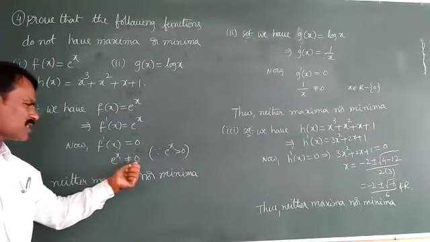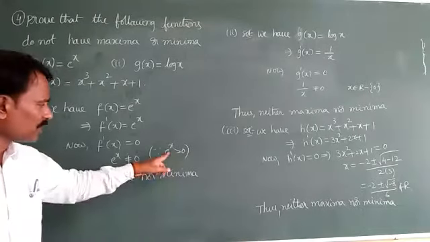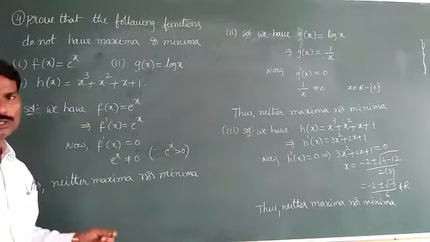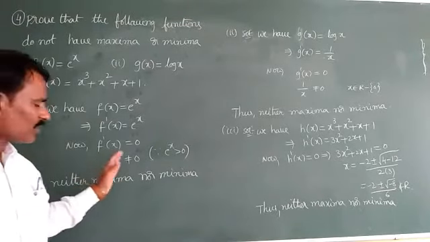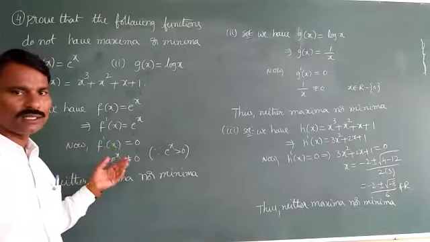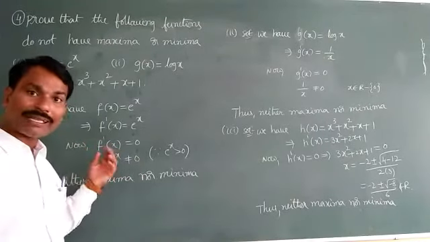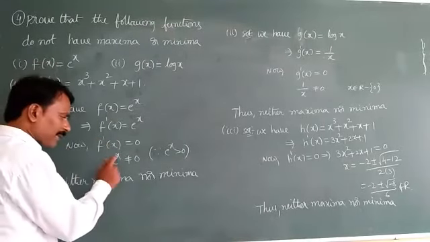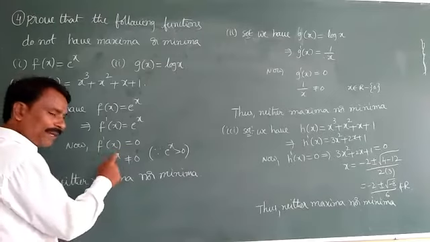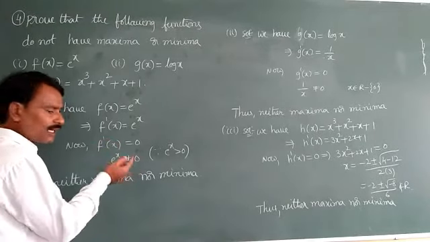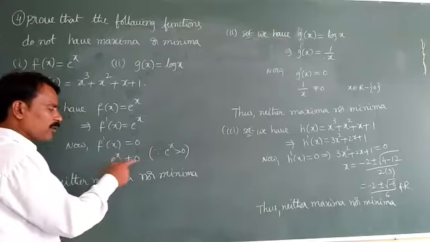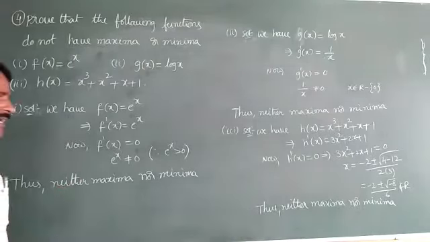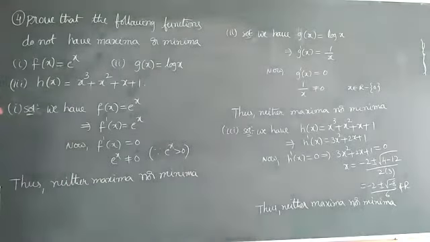e power x is not equal to 0. Why do I get that? Actually, e power x is greater than 0, so it should not equal 0. Generally, e power x equal to 0 means we will get something, but e power x you can keep anywhere, even 0. e power 0 gives 1. If you keep 0 in the place of x, it becomes 1. That means you will not get a 0, because e power x is greater than 0. So thus neither maxima nor minima for the given function.